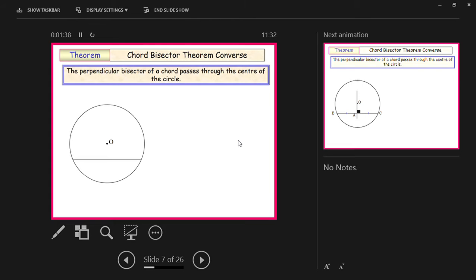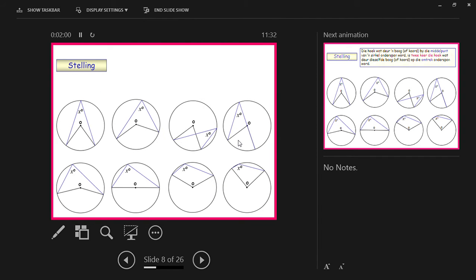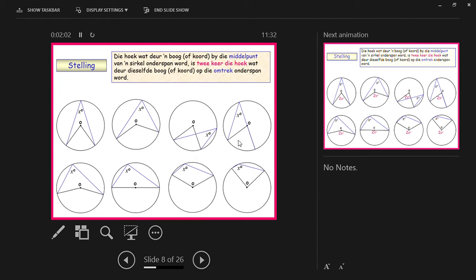Good. Then if we just swap this one around, this time we don't give you that it is from the midpoint of the circle, but we tell you that it bisects the chord and that it is perpendicular. Met ander woorde, dan kan jy aflei die lyn gaan deur die middelpunt van die sirkel. Okay, and this is the one that we did in that exercise. And we talked about this one as well.